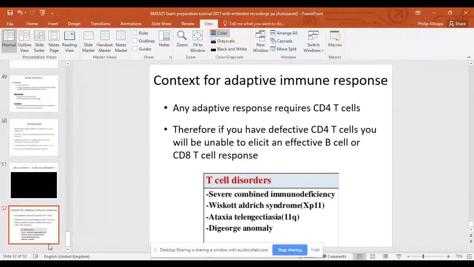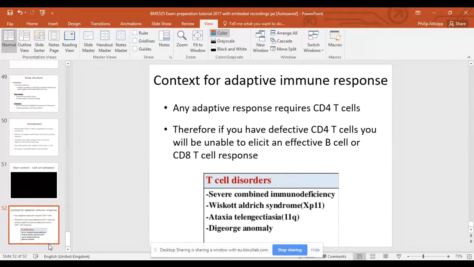And in terms of context, you would start to discuss what happens when T cell differentiation becomes defective. Okay, for instance, the CD4 T cell differentiation can become defective in things like HIV infection or through other genetic defects.